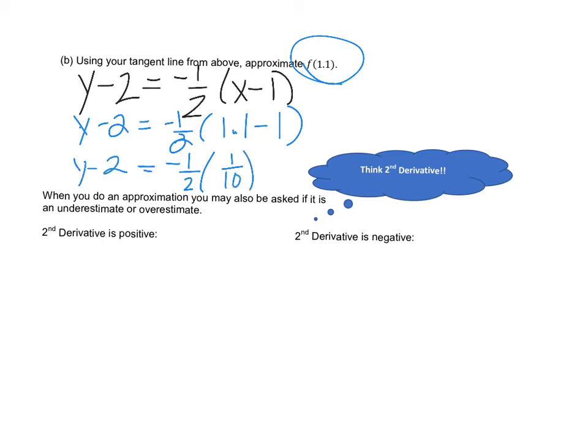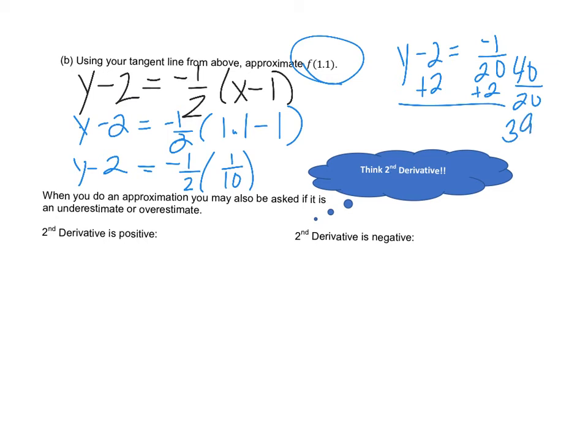I'm just solving for y, so multiplying those fractions across, we have y minus 2 is equal to negative 1 over 20, plus 2 on both sides. Now remember, I'm adding fractions, so that 2, I want to turn it into something with a denominator of 20, which will be 40 over 20, because 40 divided by 20 is 2. So you have negative 1 over 20 plus 40 over 20 gives me 39 over 20, which is equal to y. So y is the same as saying f of 1.1 is approximately 39/20.